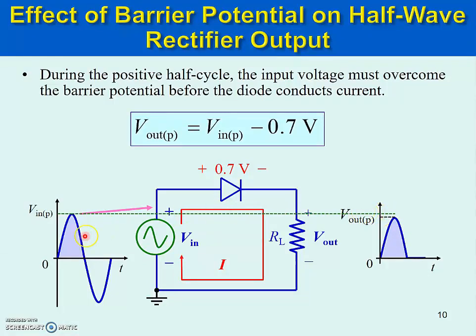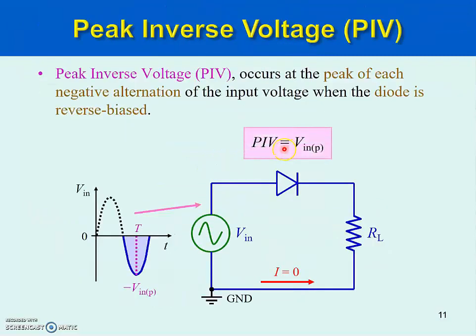Why? During the positive half cycle, current flows through the diode. When current flows through the diode, according to the practical diode model, we are talking about a silicon diode, the potential drop, or the forward bias voltage, of the silicon diode is 0.7 volt. So that means the output voltage is 0.7 volt lower than the input voltage. Hence, this formula.